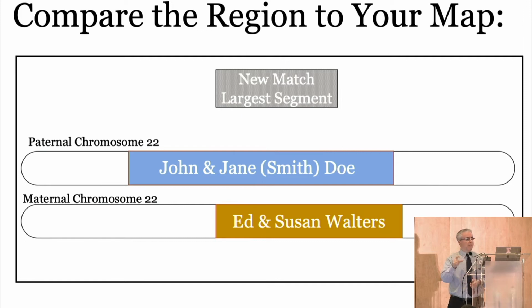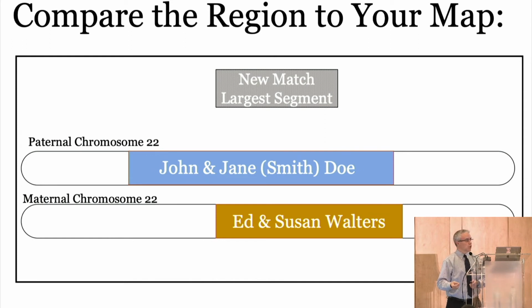Now, simply on this basis, I can make an instant hypothesis, right? I have to be related to this Dutch match through either John and Jane Smith Doe or Ed and Susan Walters. Those are my only two options, right? Because I only have two chromosomes, a dad chromosome and a mom chromosome at this location. And if I have both of those mapped, meaning I know what ancestors I got each of those from, then I can narrow it down. I have to be related to this Dutch match through either Jane and John Smith Doe or Ed and Susan Walters. But because of shared matching, I can actually do better than that.